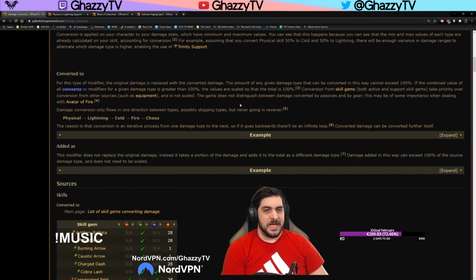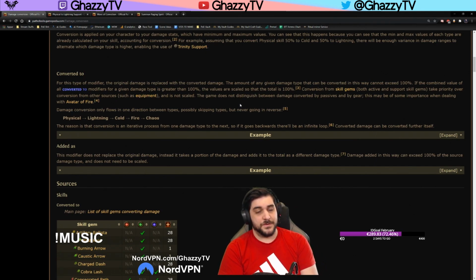And obviously, if you have, for example, physical converted to chaos, it's going to bypass the three middle rows. If you have lightning converted to chaos, it's going to bypass the cold and fire, for example. You can convert a converted damage, so that means you can convert physical into lightning, and then you can convert that converted lightning damage into cold, for example.